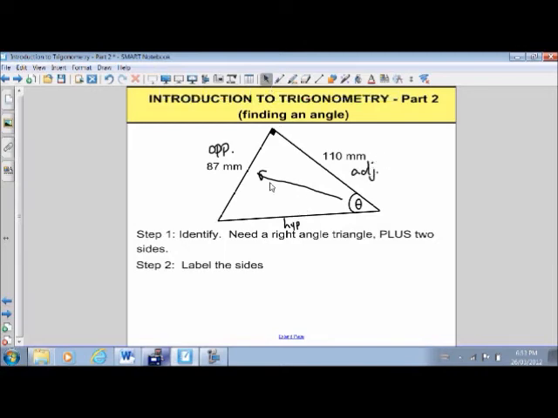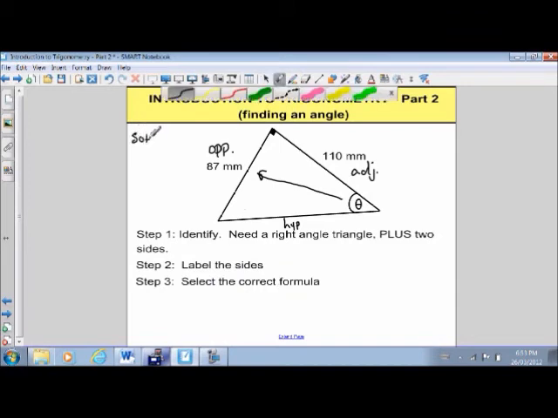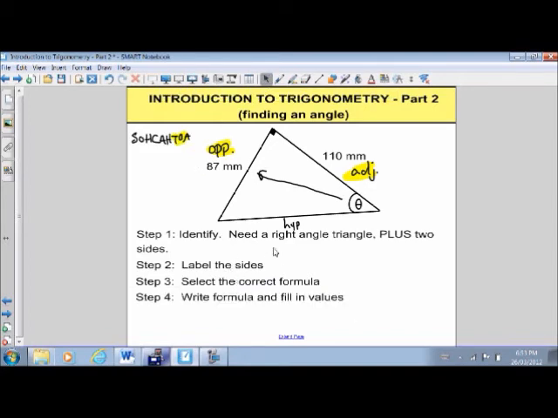And next we're going to select the correct formula. So I'm just going to write the SOHCAHTOA down here because that's a little bit faster than writing out all the formulas. And we look at, well, what sides do we have? I've got the opposite. I've got the adjacent. So we're looking at the TOA part. And we write down our formula and fill in the values. So our tangent of theta equals opposite over adjacent. We'll fill in our values.